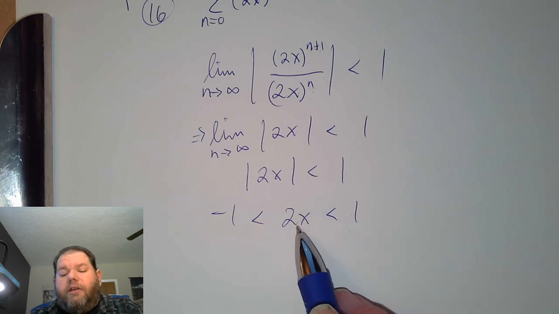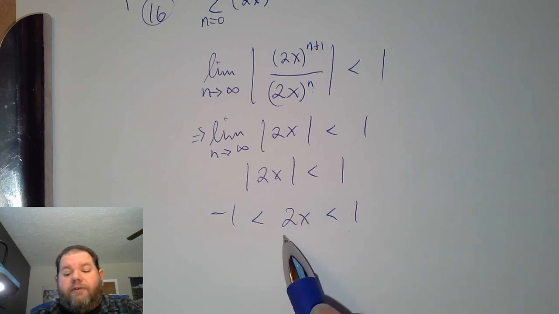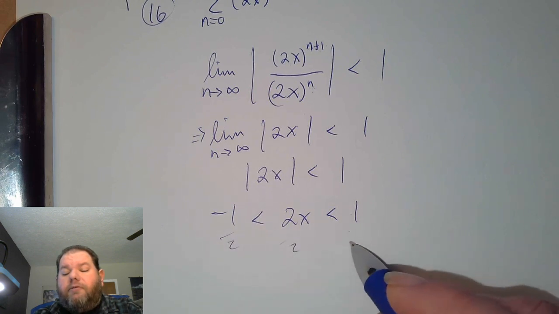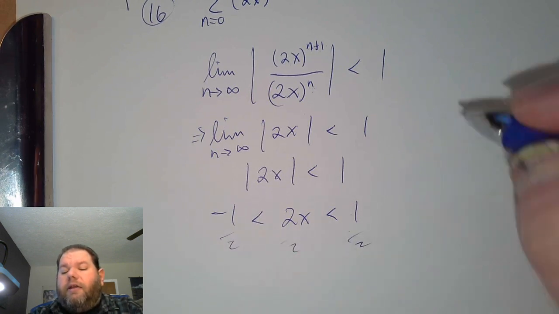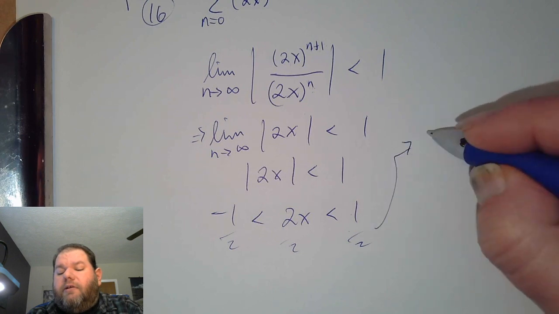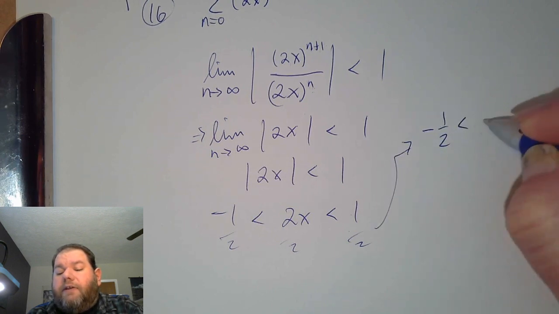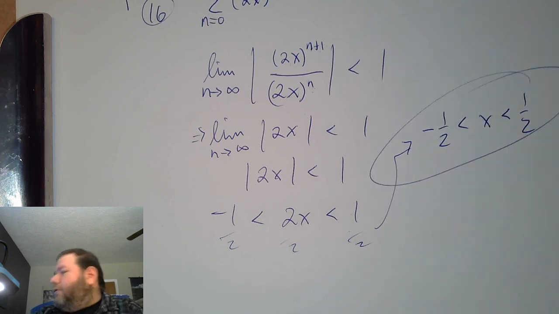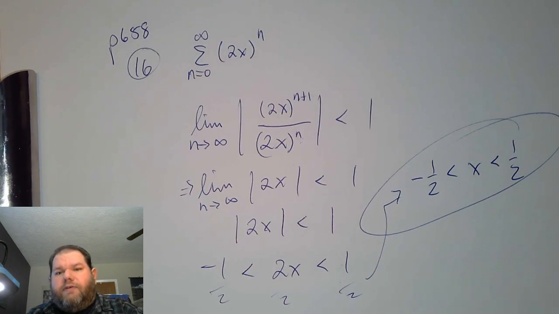Okay. Now we want to get x by itself. Now it's 2 times x, so we know we'll just divide everything by 2. And that means that negative 1/2 is less than x is less than 1/2. Okay, and that'll essentially give us the region where the function will converge.